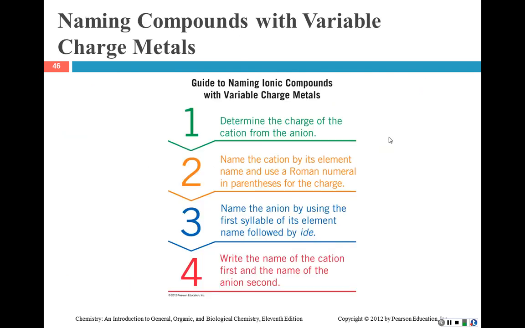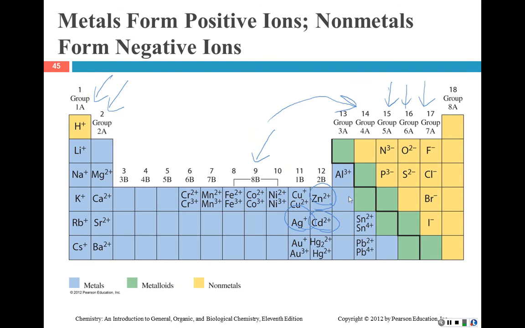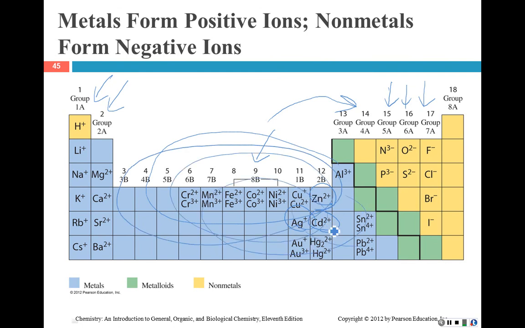So when we name compounds with these variable metal charges, the only difference is that instead of just saying iron chloride, we have to tell if it's iron 2 chloride or iron 3 chloride. The way you remember this is that it's the ones in this transition metal area here, this whole blue area, those are the ones we have to remember, as long as it's not zinc, silver, cadmium, or aluminum.